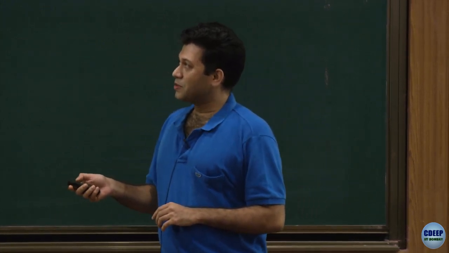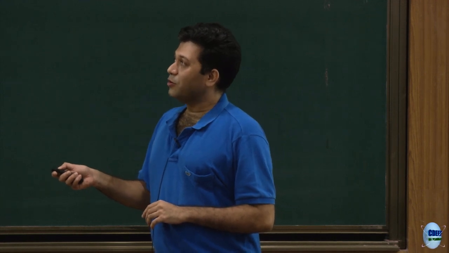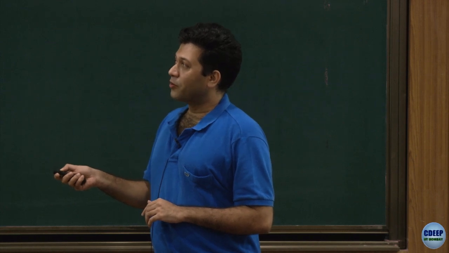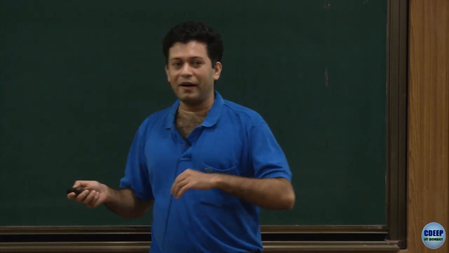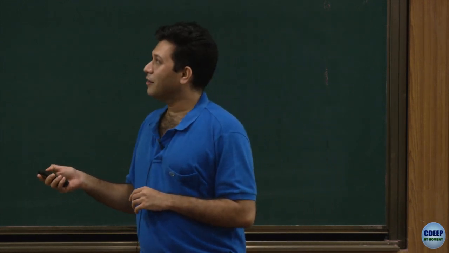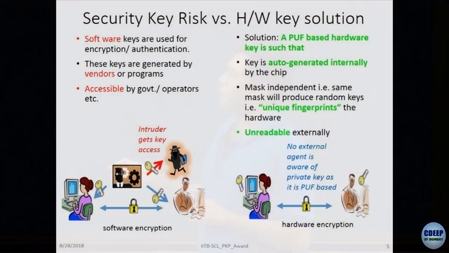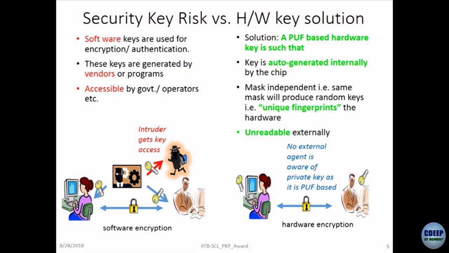So what are the problems with software keys? They are used for authentication. They are normally generated by vendors or programs, and they can be accessible by people. What is the solution? It is what is called a physically unclonable function, something that cannot be cloned. It is auto-generated internally in a chip. It's like your face or your fingerprint. Nobody controls it. It gets auto-generated.